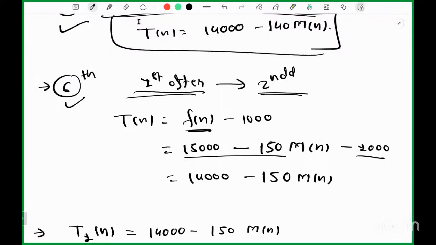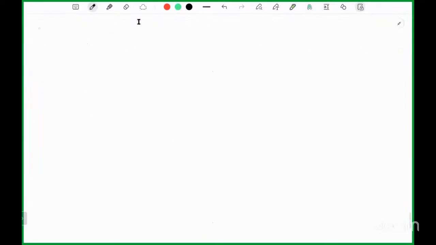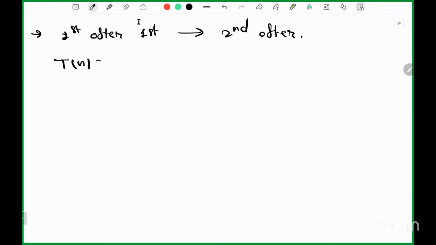So here you can see if you apply first offer first and then second offer, it's like a composition of two functions, right? So that means here your T of n is becoming nothing but g composition of f of n. You're first computing f of n and then applying g of n. Because what is g of n?